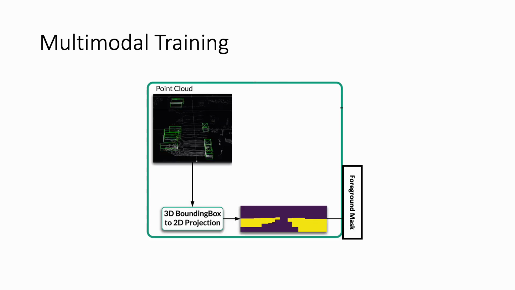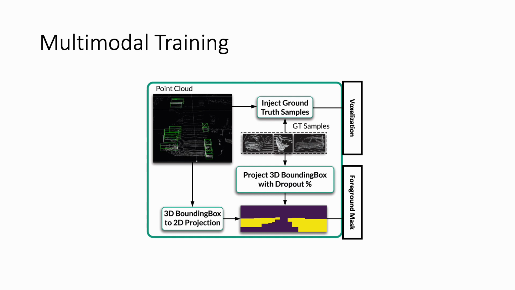In addition, we propose a multimodal training strategy that does not require image data during training. We simulate 2D detections by projecting 3D LiDAR bounding boxes onto the image plane. To simulate image misdetections, we add LiDAR objects from other scenes to the point cloud and project their 3D bounding boxes onto the foreground mask with a dropout percentage.